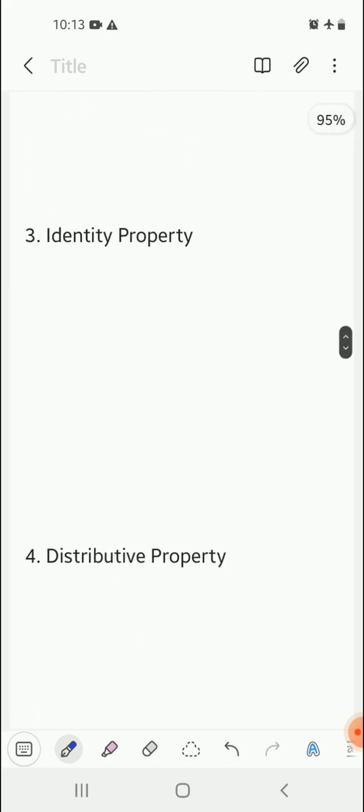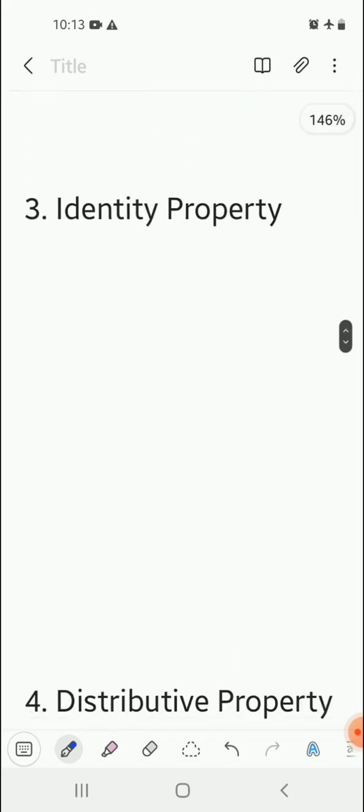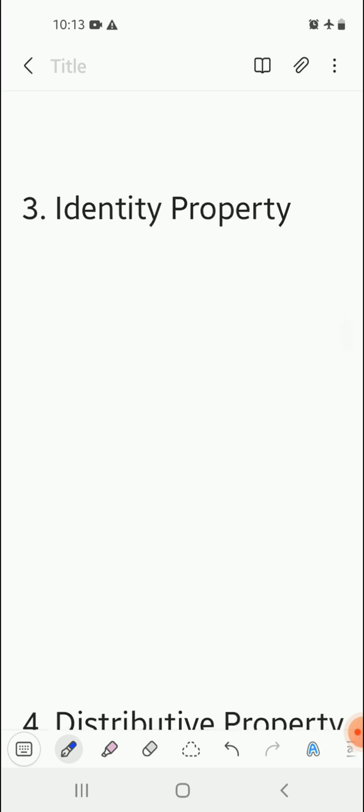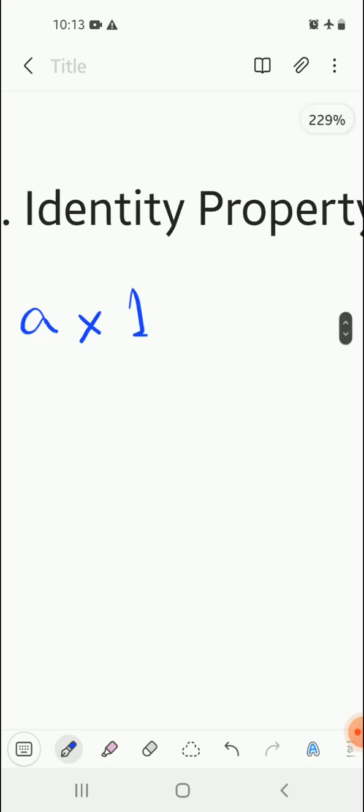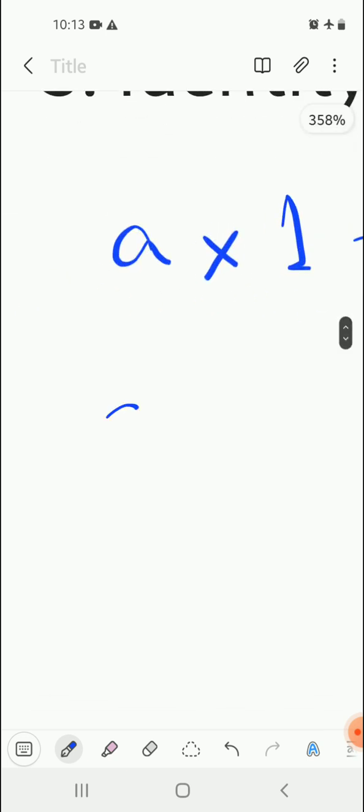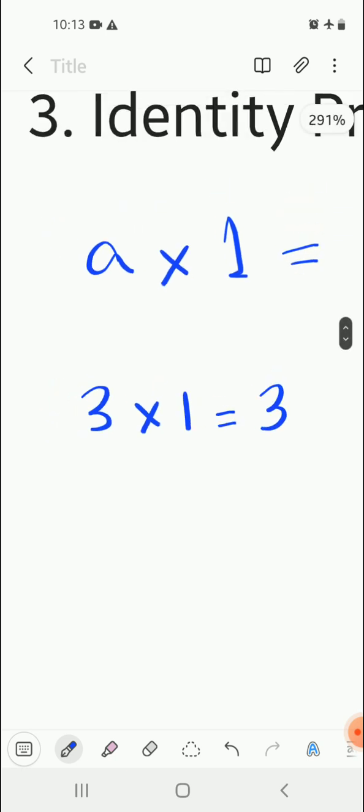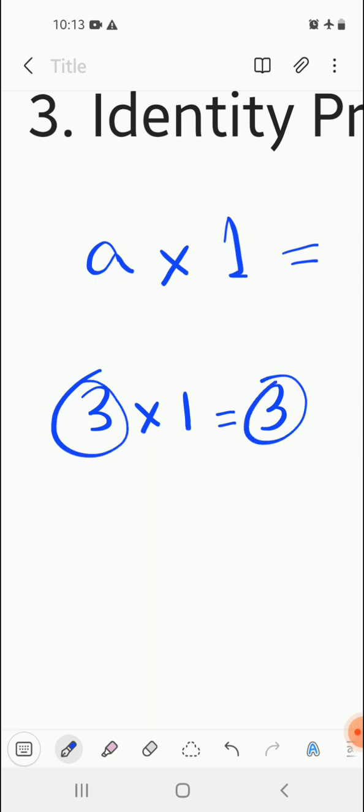Moving on, the third property, that is the identity property. Identity property says that, for an example, a number is multiplied with 1. 1 is the identity property of multiplication. Why? Because if we multiply any number with 1, the answer is the same, that is A. For an example, 3 into 1, the answer is 3. So, if we multiply any number with 1, it makes no difference. The answer is the same, that is 3 in this case.